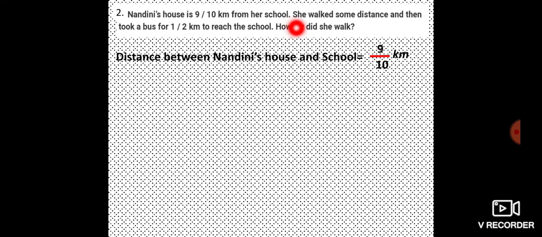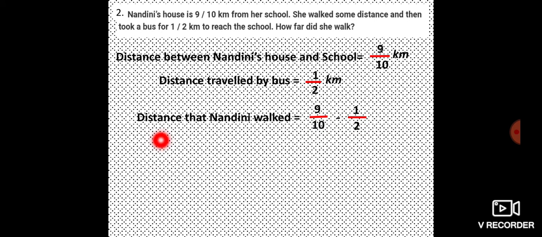Listen to the next sentence. She walked some distance. That is distance travelled by foot. She walked some distance and then took a bus for 1 by 2 kilometer to reach the school. She travelled by bus how many kilometer? 1 by 2 kilometer. Distance travelled by bus equal to 1 by 2 kilometer. Then the next sentence, how far did she walk? We have to find the distance by foot.